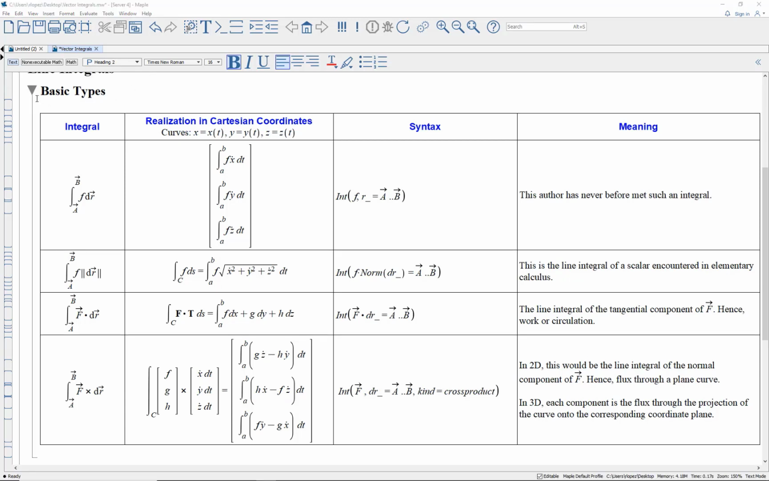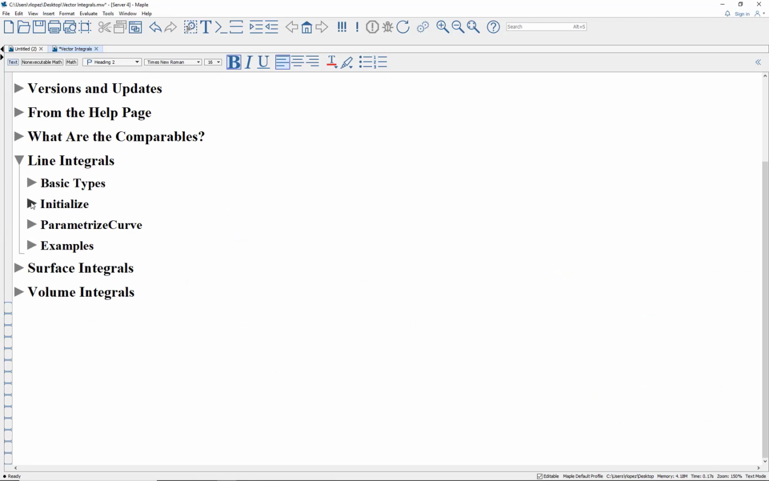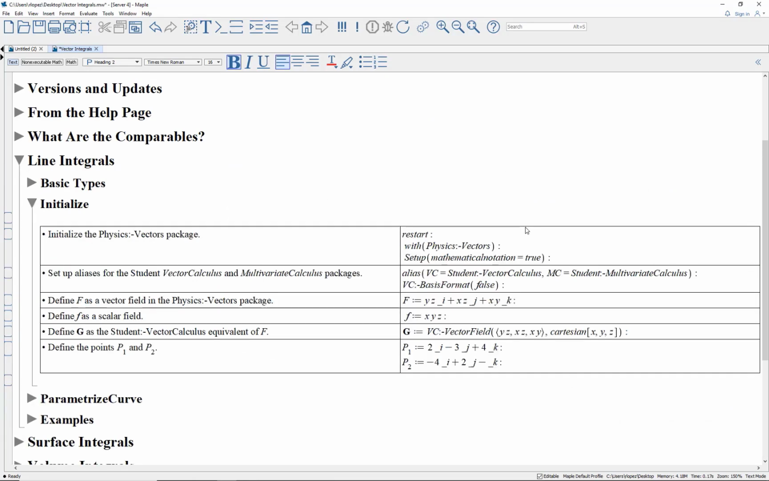Now we're going to do some examples, and there are some commonalities in these examples. So this is the initialization. Typical: restart, bring in physics vectors, special notation in the physics vectors package. If I want to get into student vector calculus, I'll alias the long name to VC, and multivariate calculus to MC, and if I'm in vector calculus, I want vectors to show up as column vectors, not as sums across basis vectors.